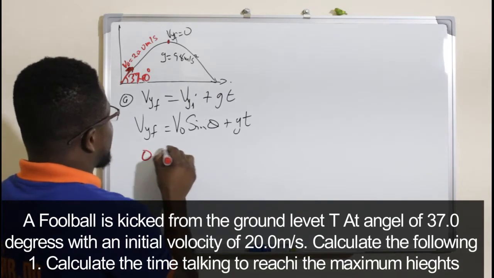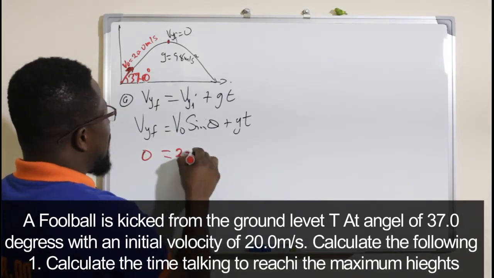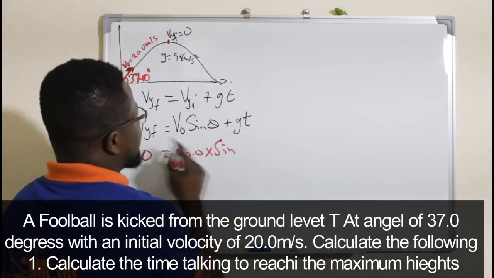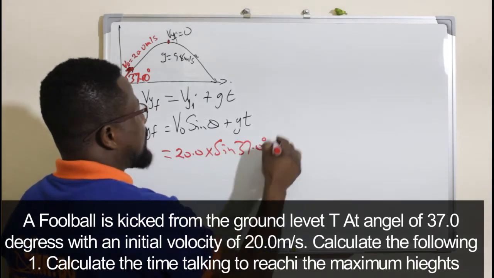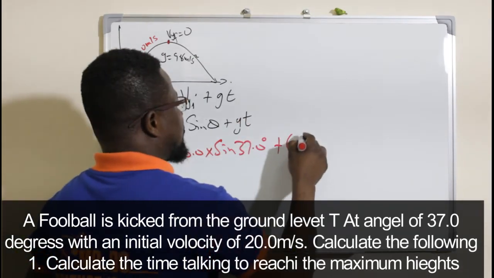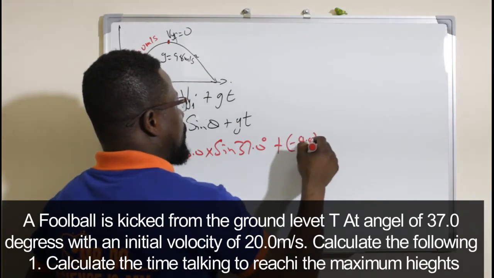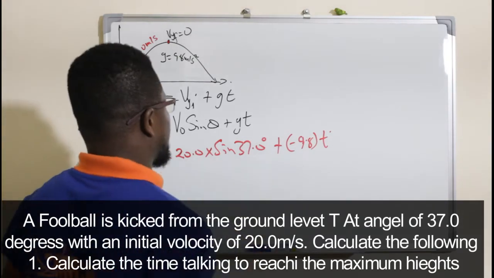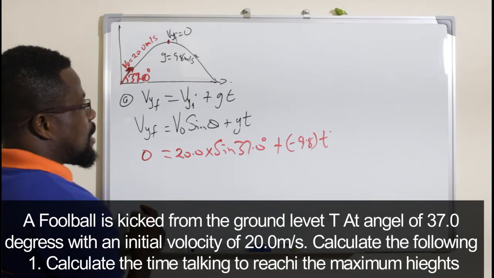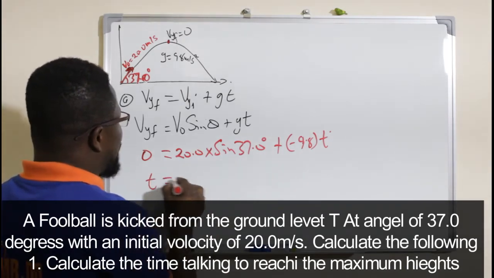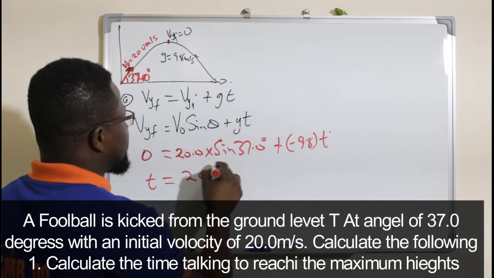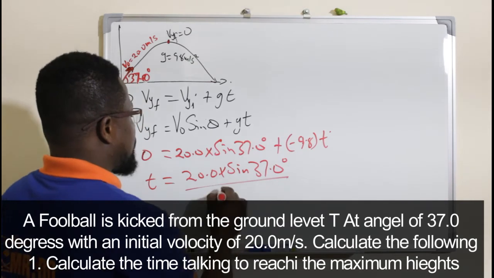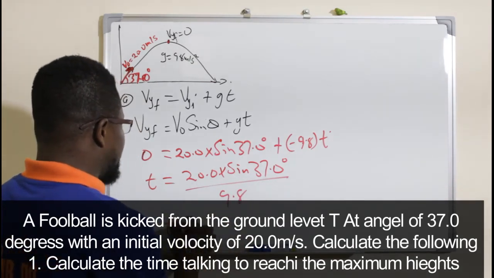This is 0 equals V naught, which is 20.0, multiplied by sine theta, and theta is 37.0, plus, what is our G? It is negative 9.8 multiplied by T. Right, because I've taken my upward motion as positive. From here, straight away, T is going to be equal to 20.0 multiplied by sine 37.0 degrees divided by 9.8. And what is going to be our T?